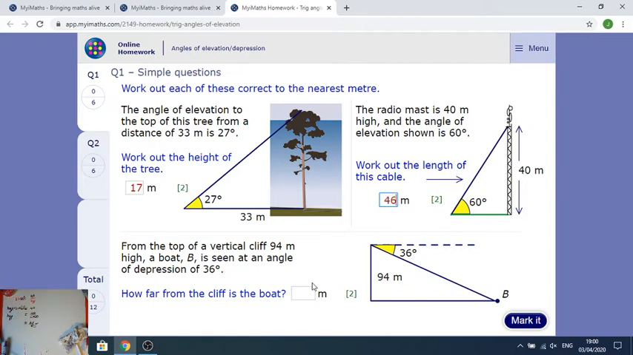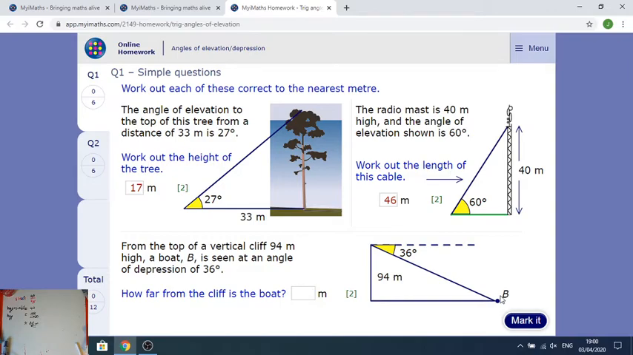It says, from the top of a vertical cliff 94 meters high, so that's 94 meters there, a boat B is seen at an angle of depression of 36 degrees. So an angle of depression is from the horizontal looking down. So it's like an angle of elevation, but it's just downwards instead of upwards. So you're standing on the top of a cliff and you're looking down at the sea. The sea is down the bottom there, and the boat is down here at B.